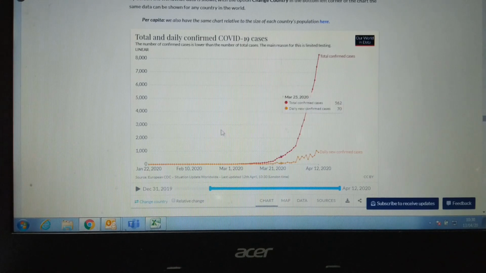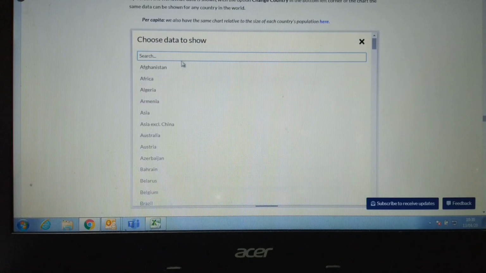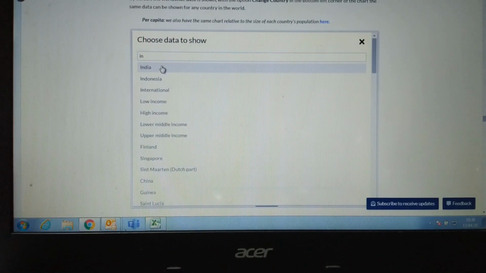Didn't we get it? Change country, India. Select it, I guess. Yeah.